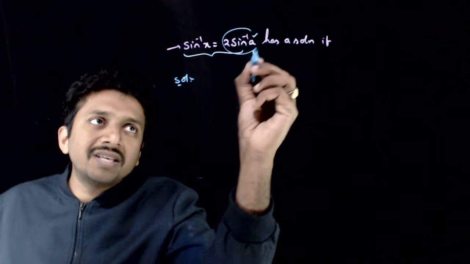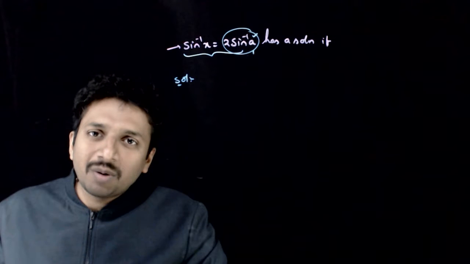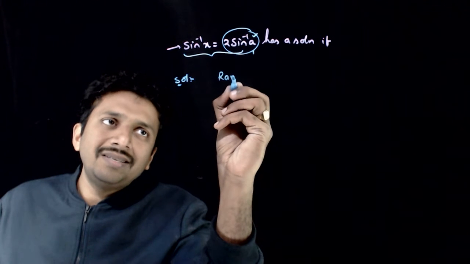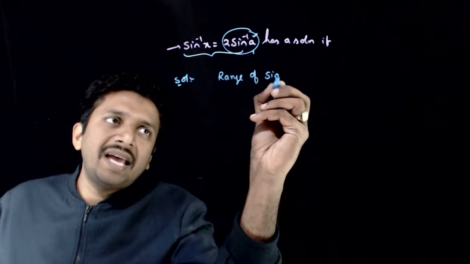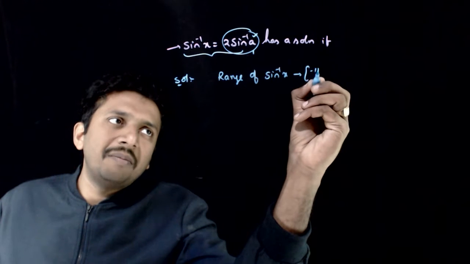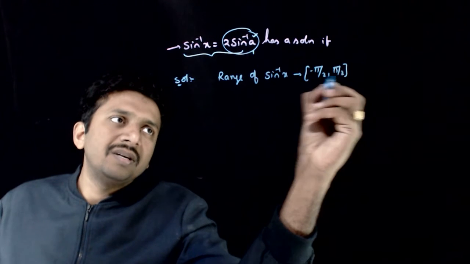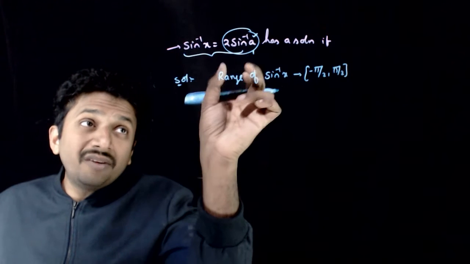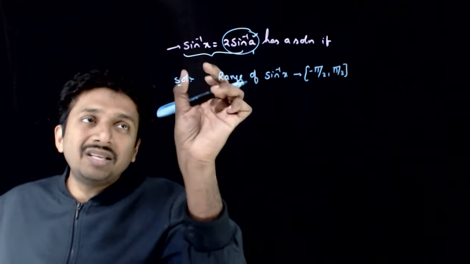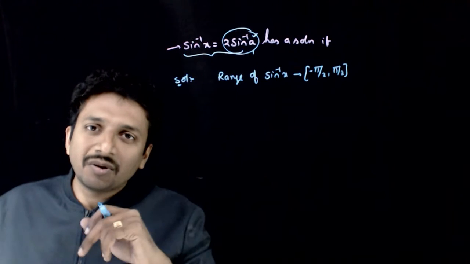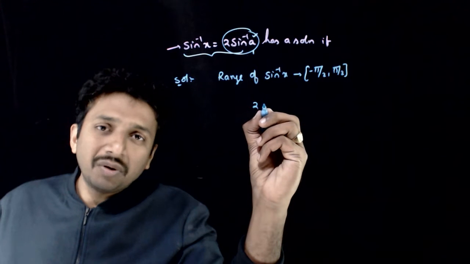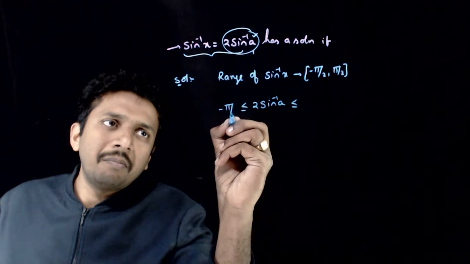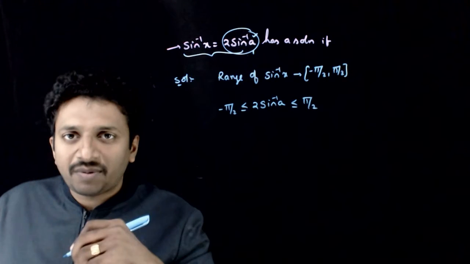So if 2 sine inverse a is lying outside minus pi by 2 and plus pi by 2, this equation does not have a solution. So the range of sine inverse x is minus pi by 2 to plus pi by 2. So only if this value lies within the range of sine inverse x, this equation will have a solution. So for this equation to have a solution, 2 sine inverse a has to lie between minus pi by 2 and plus pi by 2.